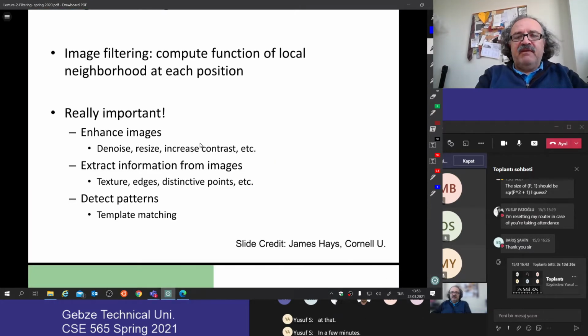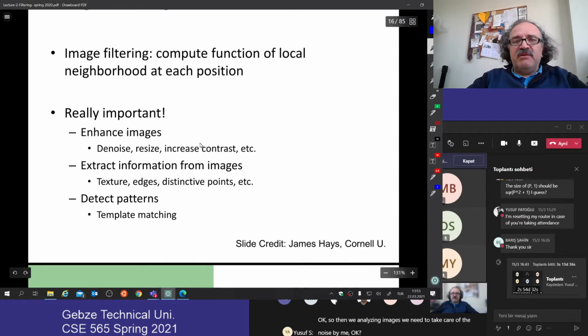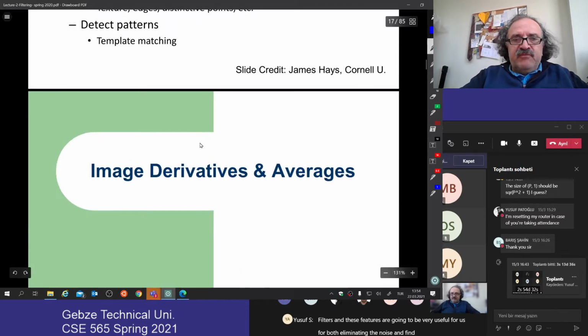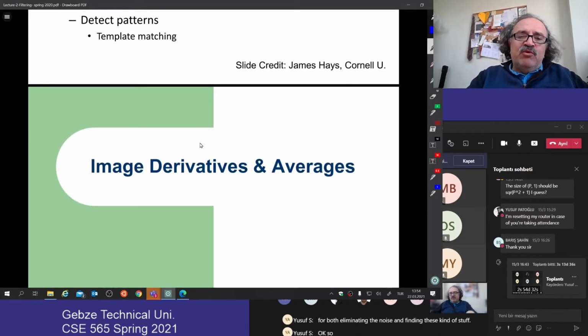Okay, so when we are enhancing images, we need to take care of the noise. When we extract information from the images, again, we are going to use these filtering techniques. For example, finding the edges in the images, finding the corners, or finding some special points in the images. We are going to use filters, and these filters are going to be very useful for us for both eliminating the noise and finding this kind of stuff.